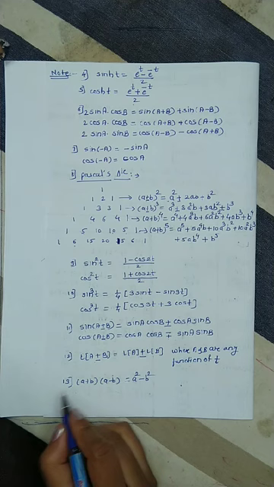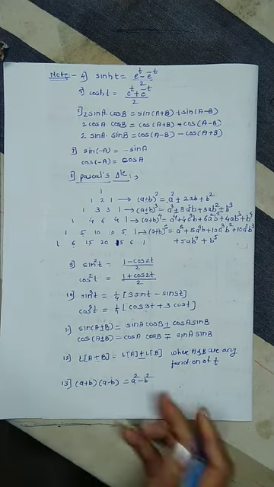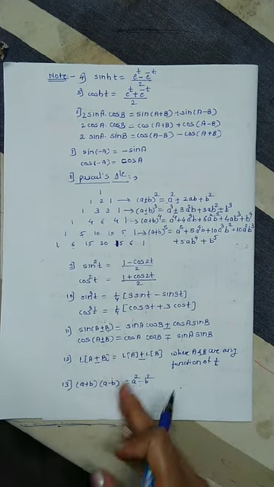Now (a plus b) into (a minus b), this is the basic formula, that is a square minus b square.